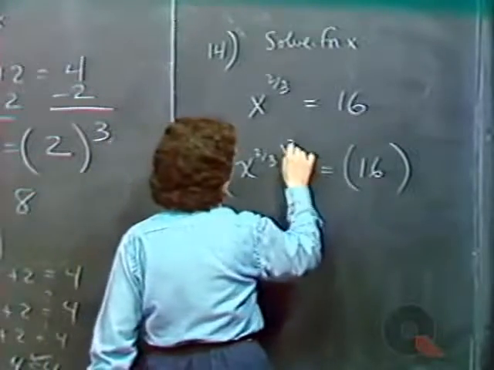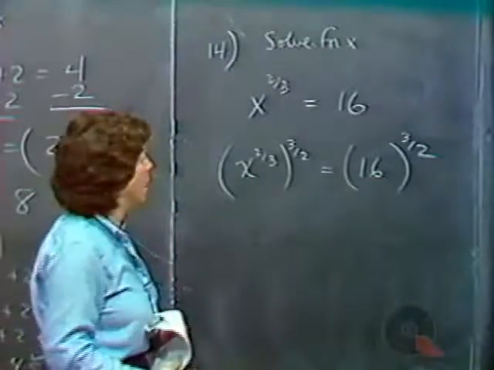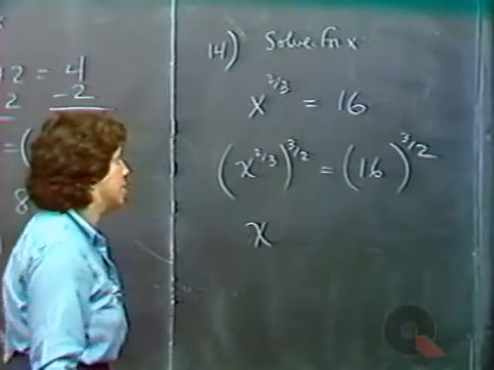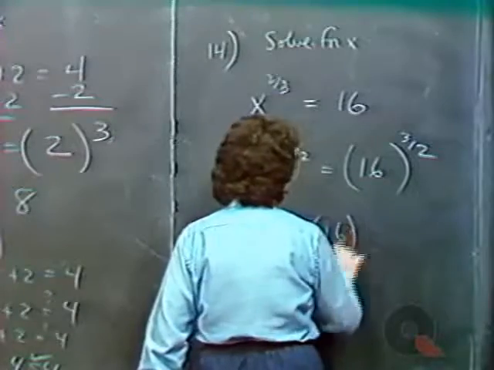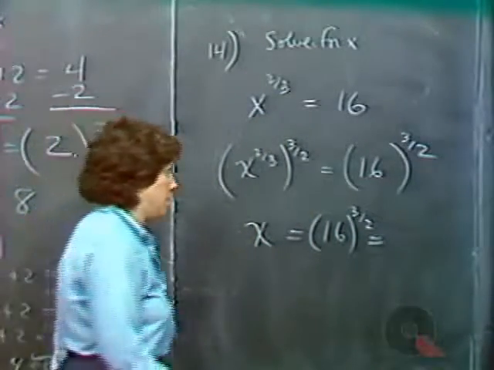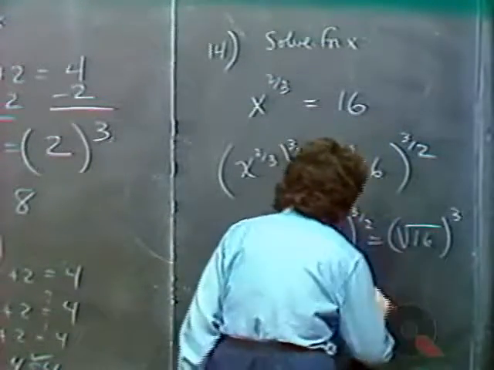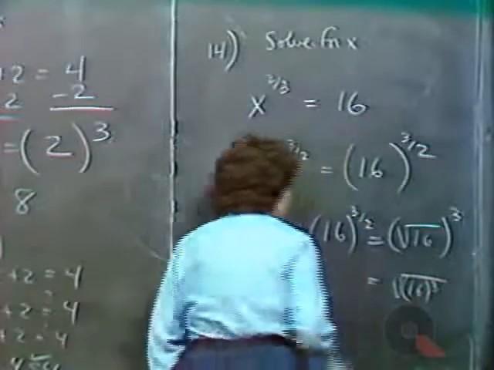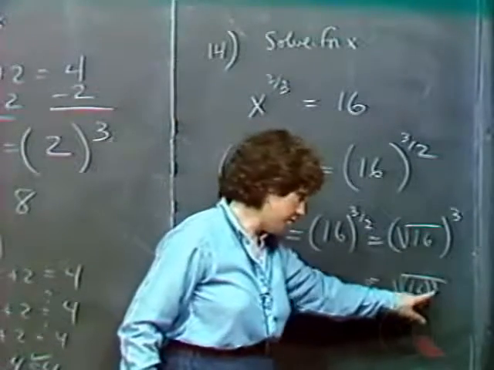I'm going to have to raise both sides to the 3/2 power, because x to the 2/3 to the 3/2 power will be x to the 2/3 times 3/2, or x to the 6/6, or x to the 1, will be equal to 16 to the 3/2. Now, 16 to the 3/2 means the square root of 16 cubed. It's also, by the way, equal to the square root of 16, quantity cubed. In other words, it can be the square root of 16 cubed, or the square root of 16 quantity cubed.